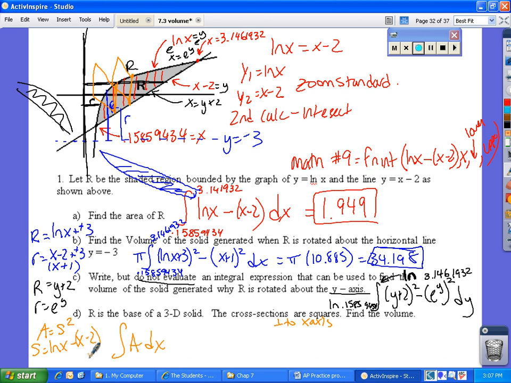Okay, so if I integrate the area, I'm going to integrate natural log of x minus x, and minus -2 becomes plus 2, dx, same bounds as before, 0.1585934, all the way up to 3.1461932. All right, and we're done.